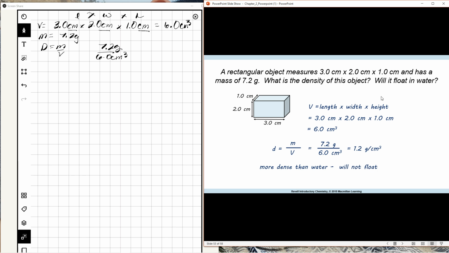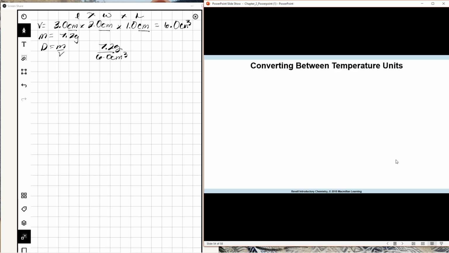Final question is, will it float in water? Well, this is more dense than water, so no, it's not going to float in water. It is going to sink, right? Well, it's not more dense, so it's not going to float. It's either going to sink or be almost at surface level, but that's a different subject.